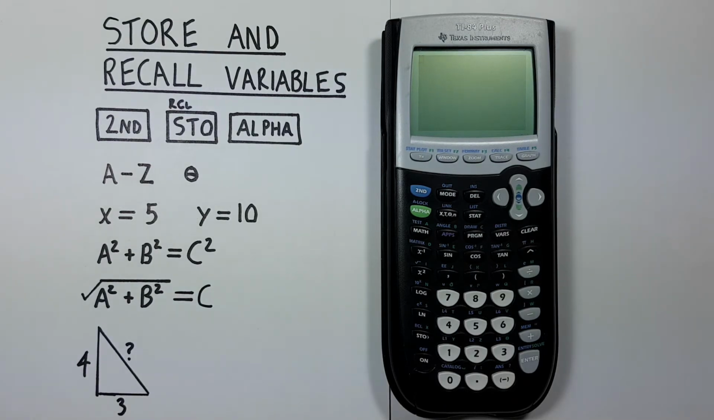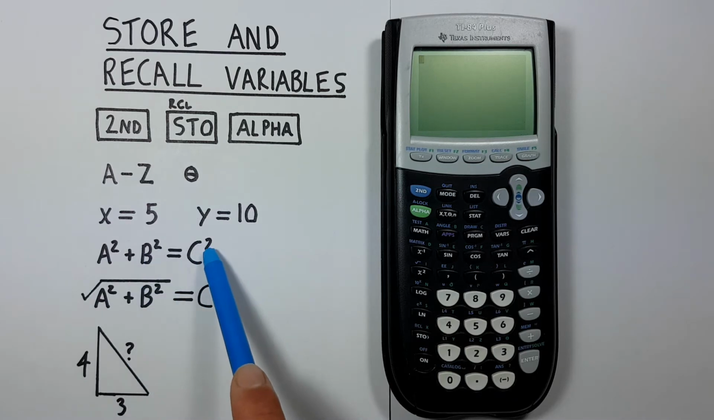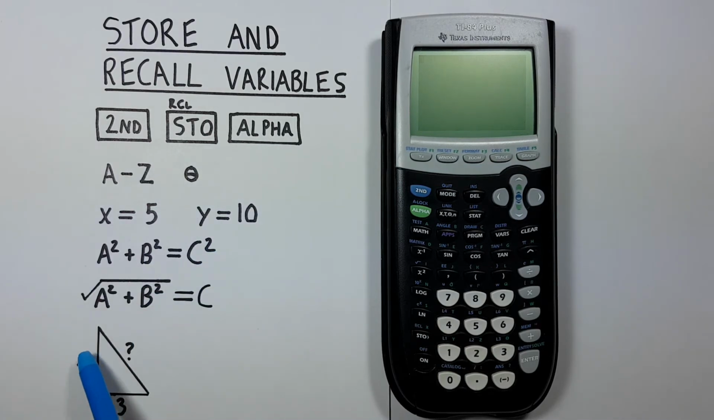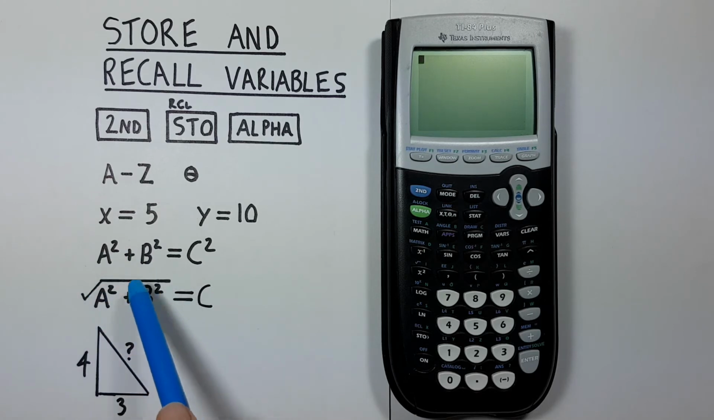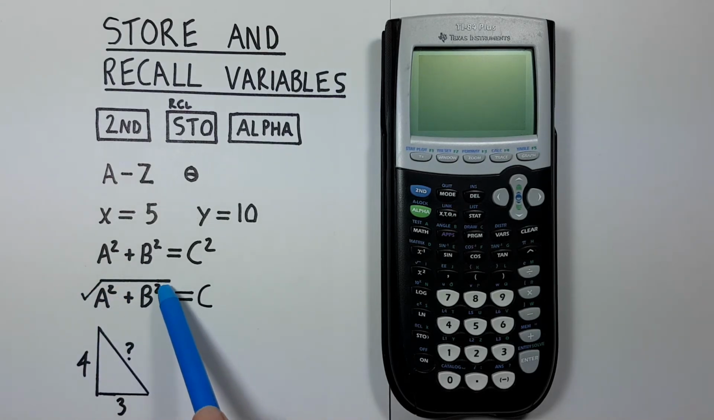Like, let's say we wanted to solve this triangle here, where we would use Pythagoras, which, as we know, is a squared plus b squared is equal to c squared. Well, we know these two sides and want to solve for the c side here. And Pythagoras can be rewritten as the square root of a squared plus b squared.